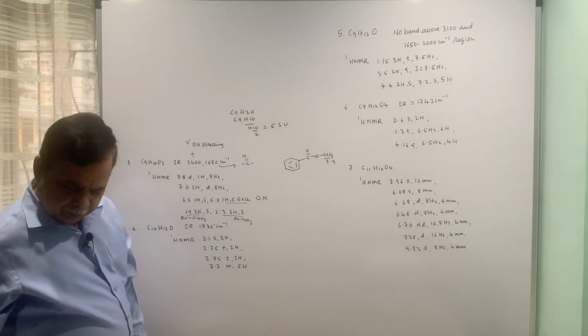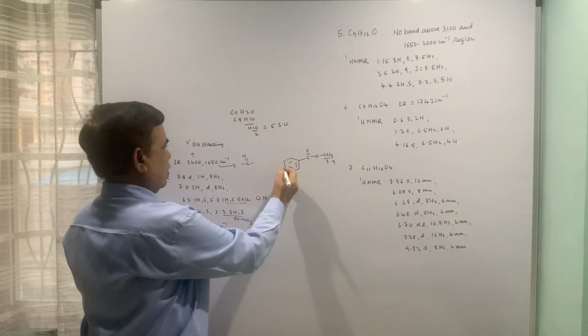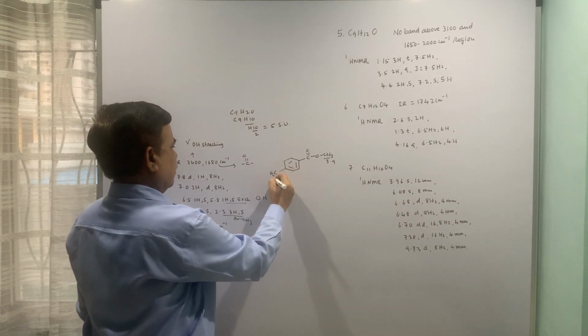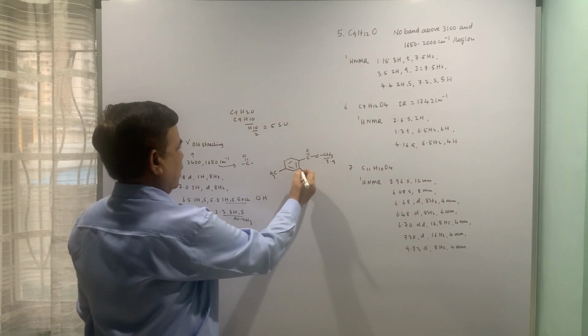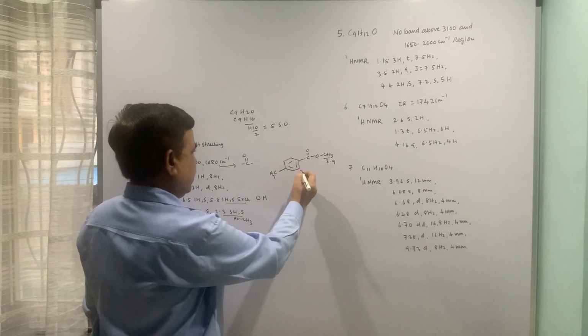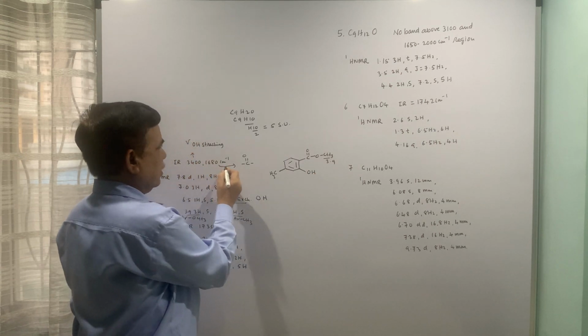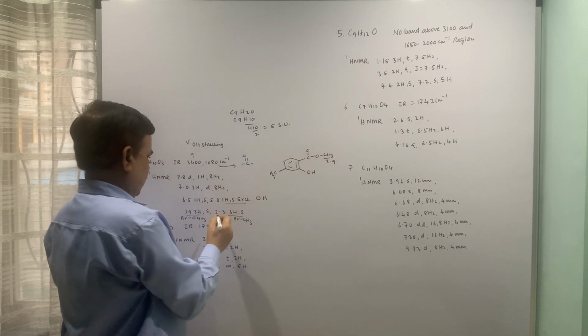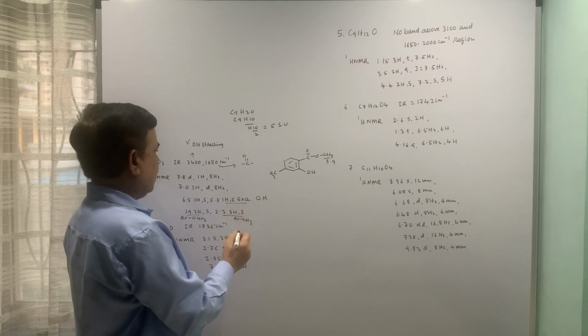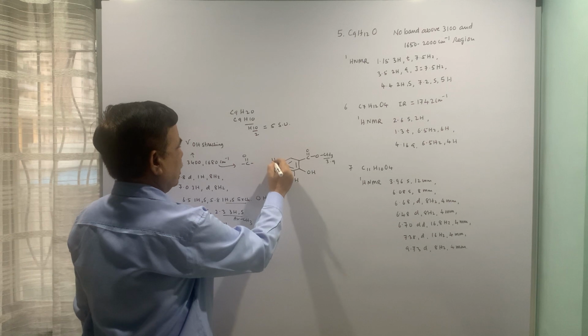Then CH3, and one more thing is there, that is OH. So OH also we have to account for. OH is explained, 1680 is explained, most of these things are explained. Now the positions of proton, that is important.